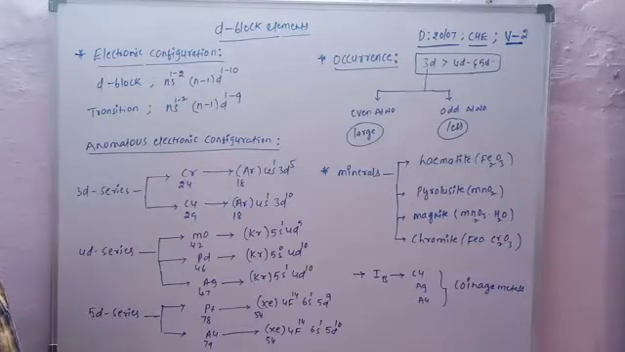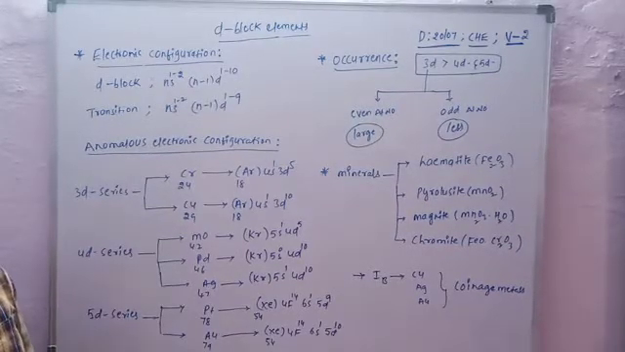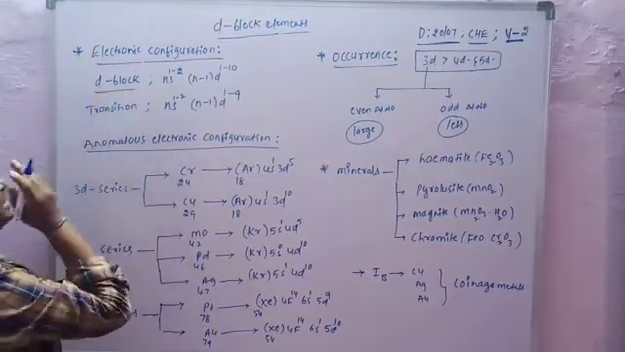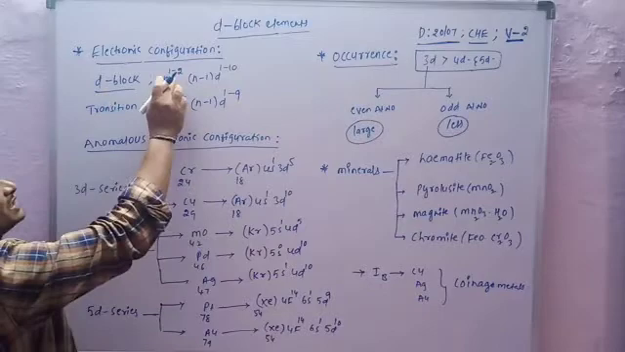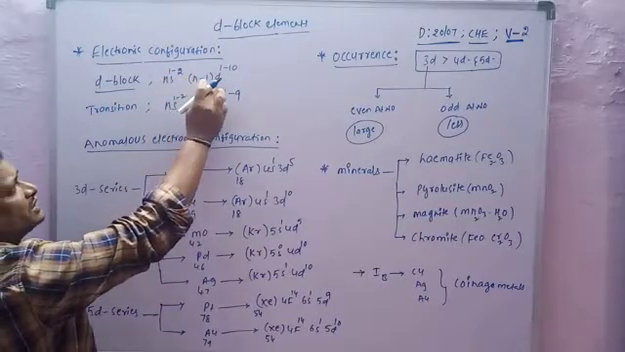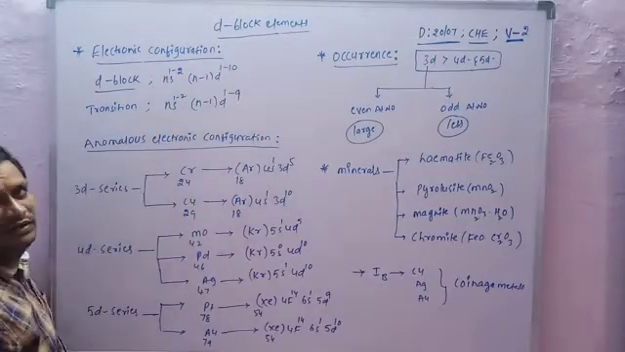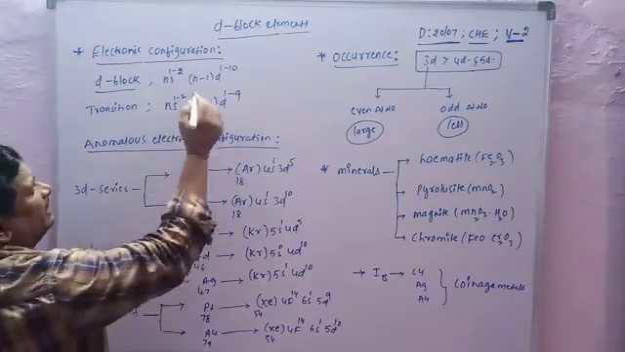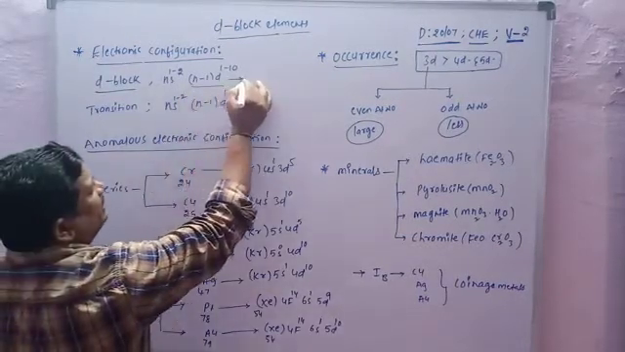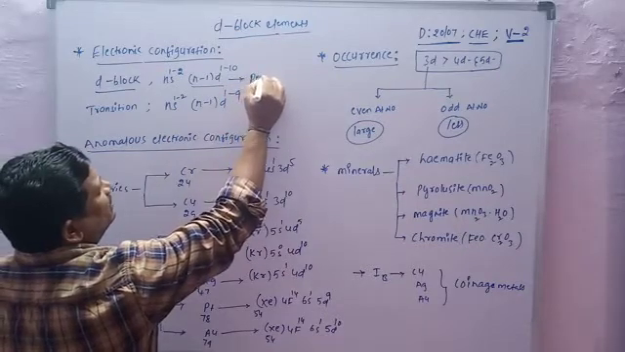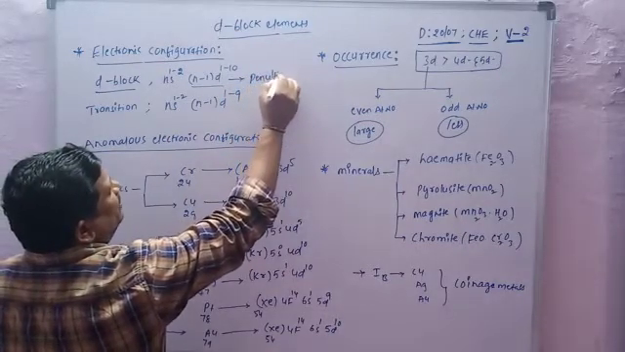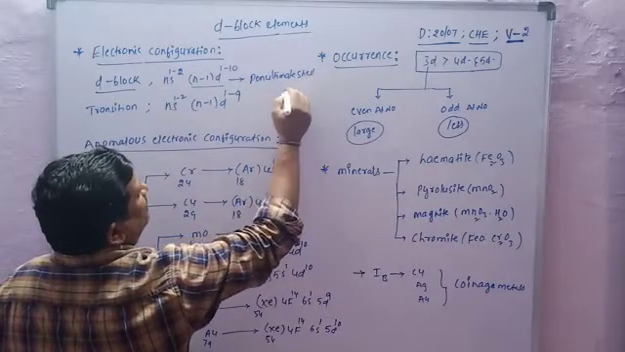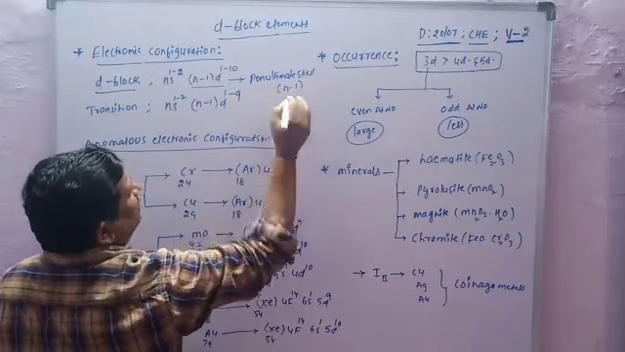So the next one is electronic configuration of d-block elements and the transition elements. The d-block elements' electronic configuration is ns1-2, (n-1)d1 to 10. It is the penultimate shell, (n-1)d. (n-1)d is the penultimate shell. So that is the (n-1).